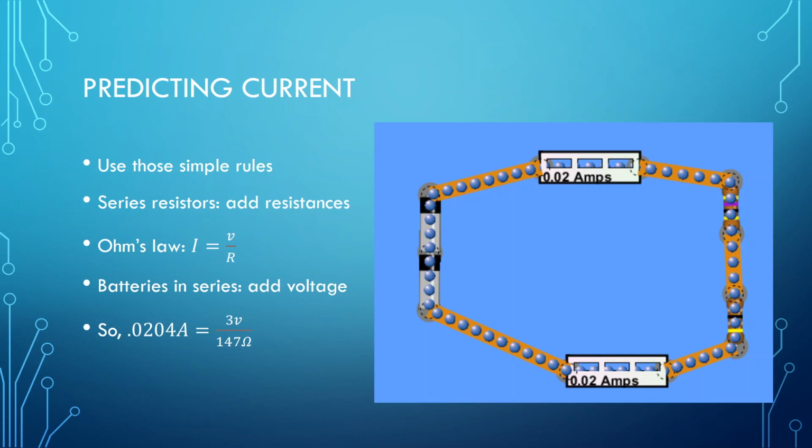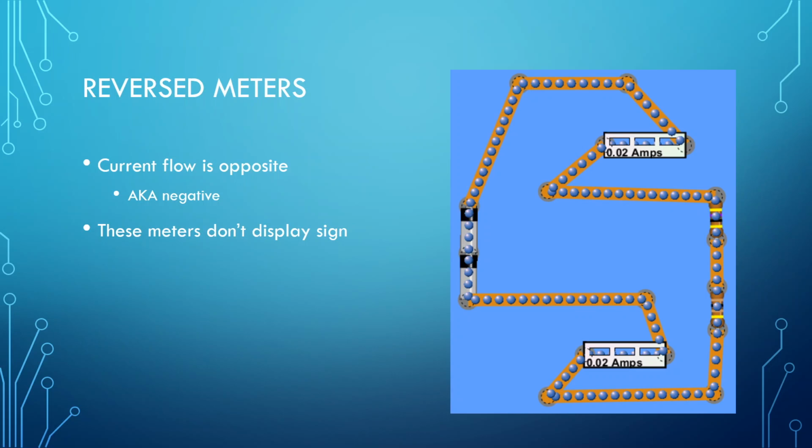When we simulate it, that's exactly what we get. If we connect the meters backwards, the current is flowing in the other direction, so the current's opposite, or negative. This simulation doesn't show sign, but it's basically the negative current.